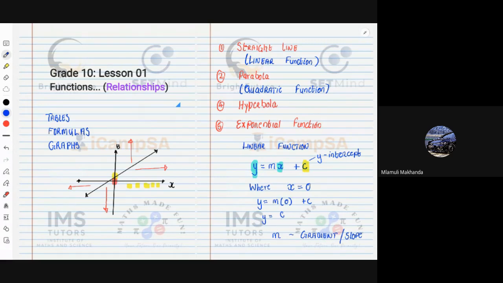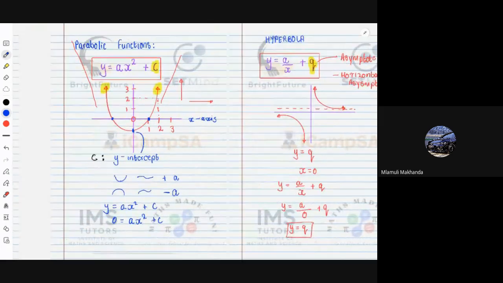And the same is true for the straight line function, or the linear function. We do have the y-intercept, which is the place where our function cuts the y-axis, and we also have the x-intercept, which is the place where the function cuts the x-axis. And you know that when we're dealing with intercepts, if you want the y-intercept, we equate x to 0. If you want the x-intercept, we equate y to 0.